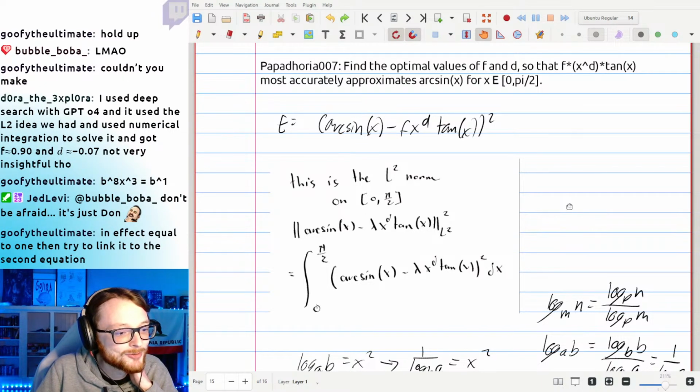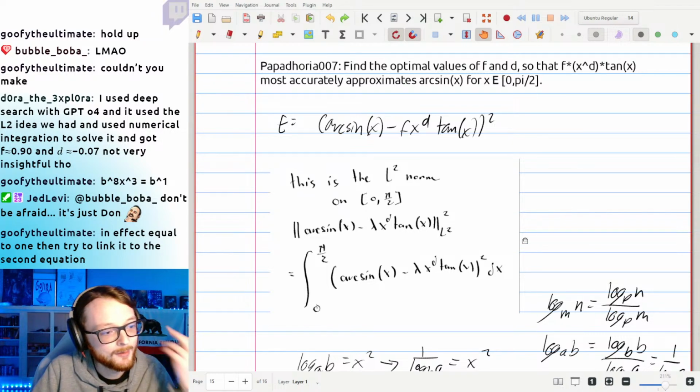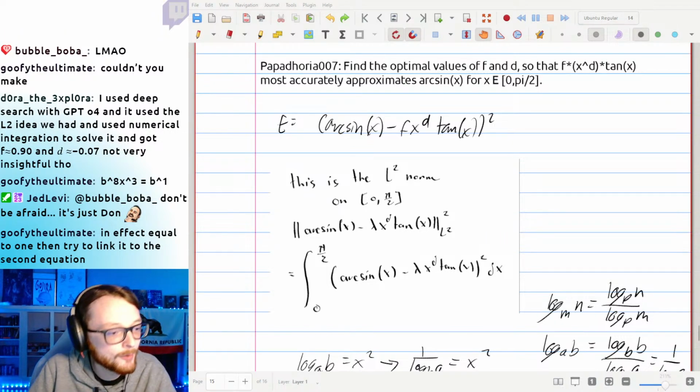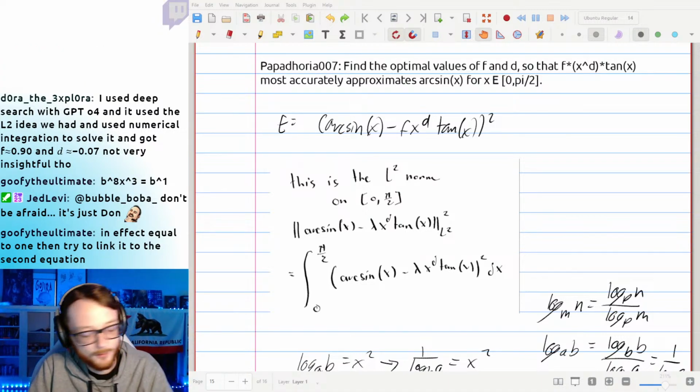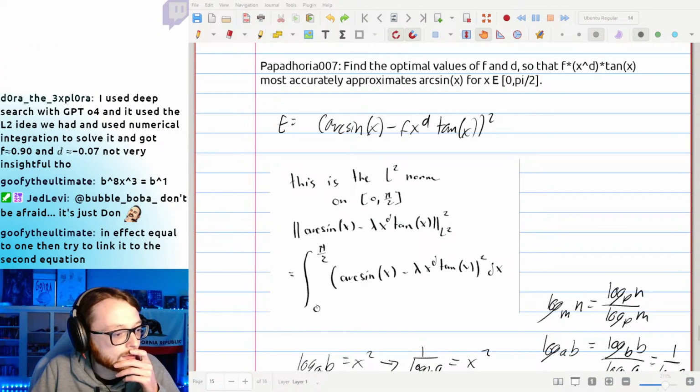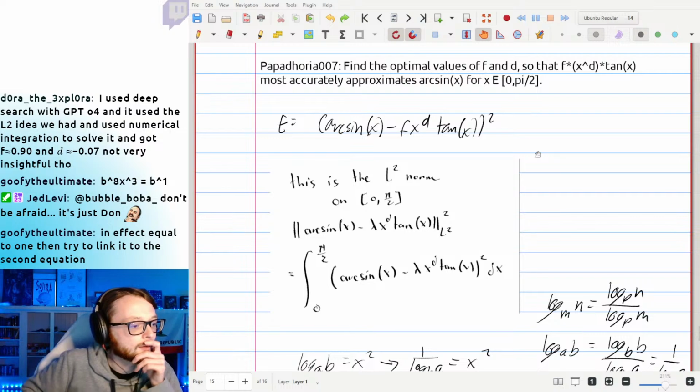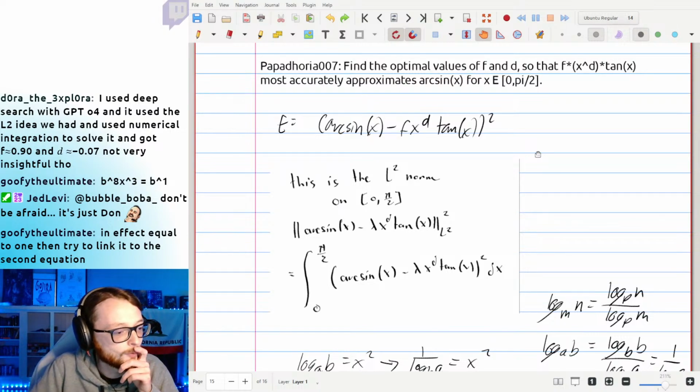Use deep search with GPT-04 and it used the L2 idea we had and used numerical integration to solve it. It got F is about 0.9 and D is about minus 0.07. Not very insightful though. All right. It's interesting to have that as a reference point though, Dora. I'll copy it over to the YouTube chat, as a reference point for what those numbers might be.